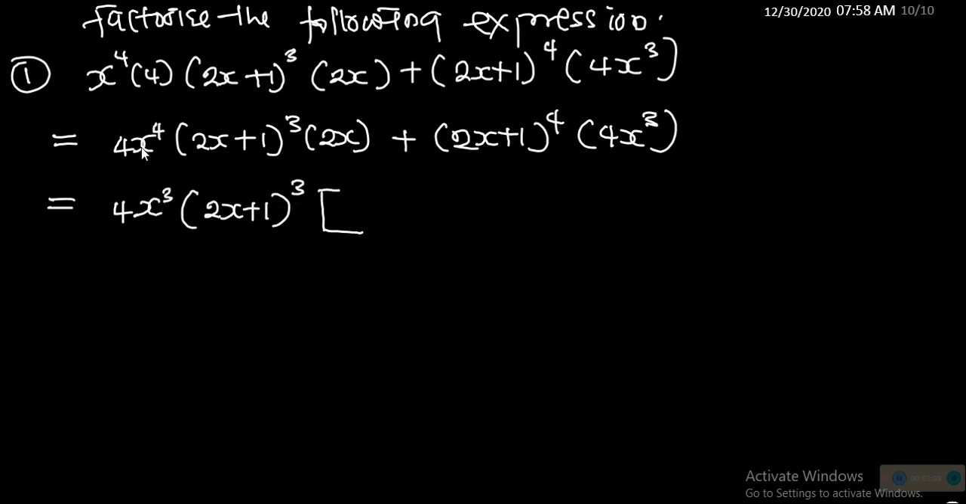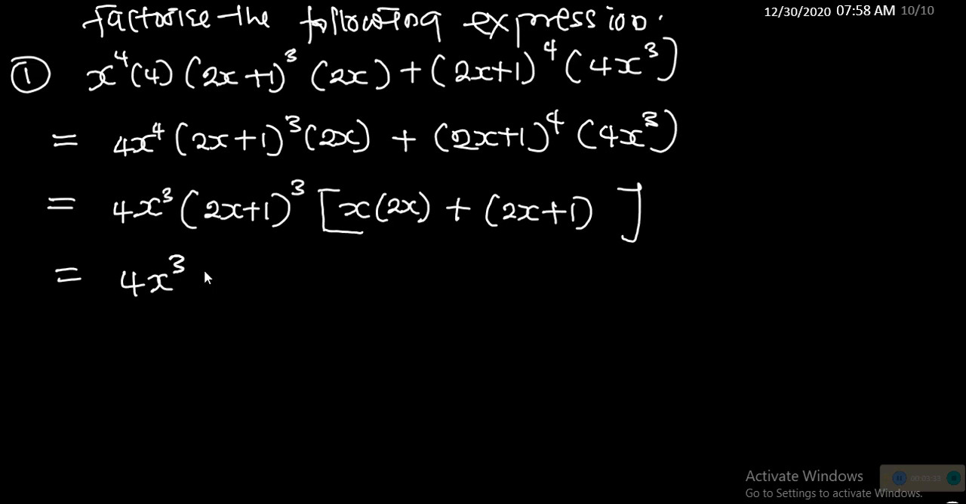So if we take 4x cubed from 4x raised to the power 4, we have x. Take (2x plus 1) cubed here, we have nothing there. Then we'll be left with 2x here, plus, taking (2x plus 1) raised to the power 3 from (2x plus 1) raised to the power 4, we have 2x plus 1, and then 4x cubed from 4x cubed will be gone. So now we can expand the square bracket. (2x plus 1) raised to the power 3. If we expand the square bracket, we have 2x squared plus 2x plus 1.